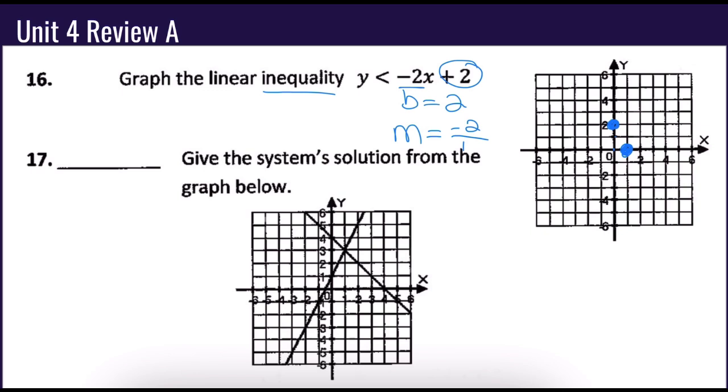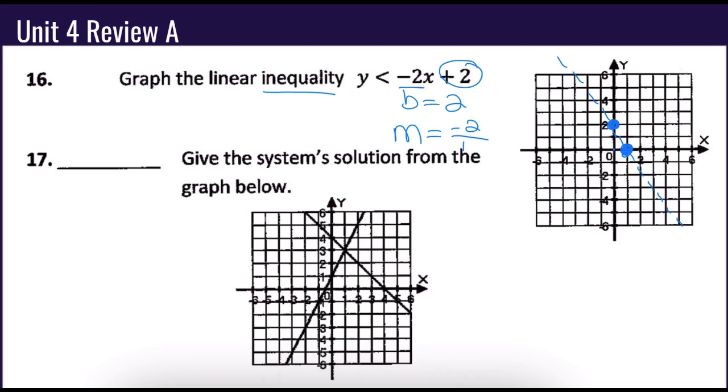But with an inequality, there are 2 characteristics. One of them is the type of line we are using. Are we going to use a solid line, or are we going to use a dotted line? Because this is y is less than, it's going to be a dotted line. If it had an or equal to, then it would be a solid line. But because it's just the less than, it is a dotted line.